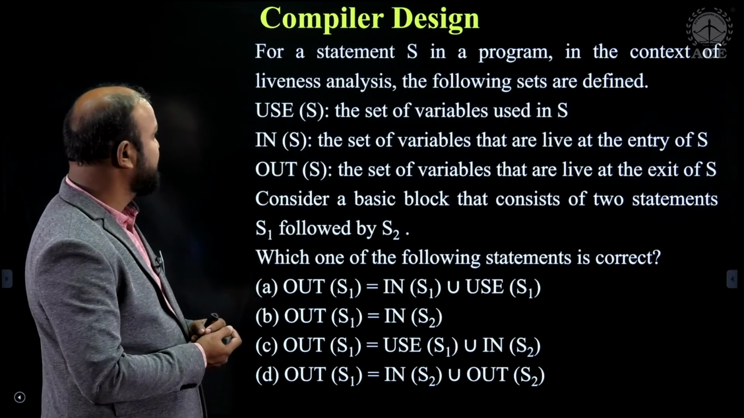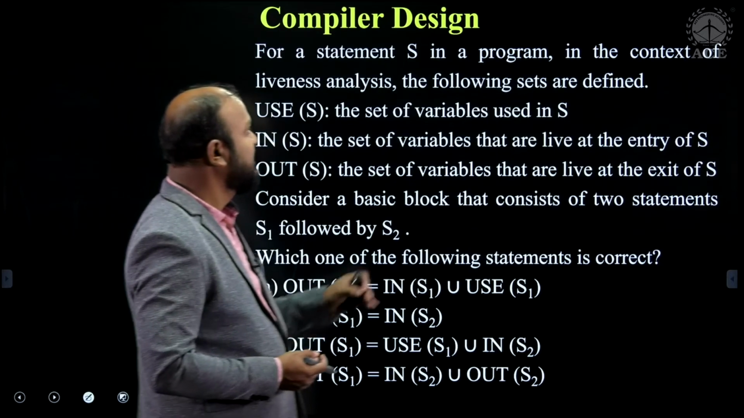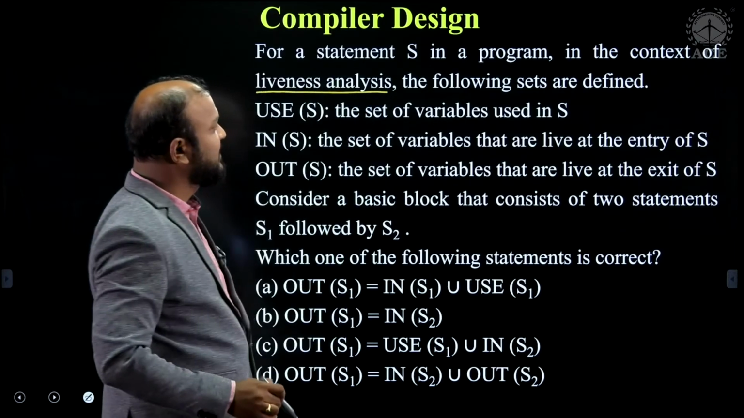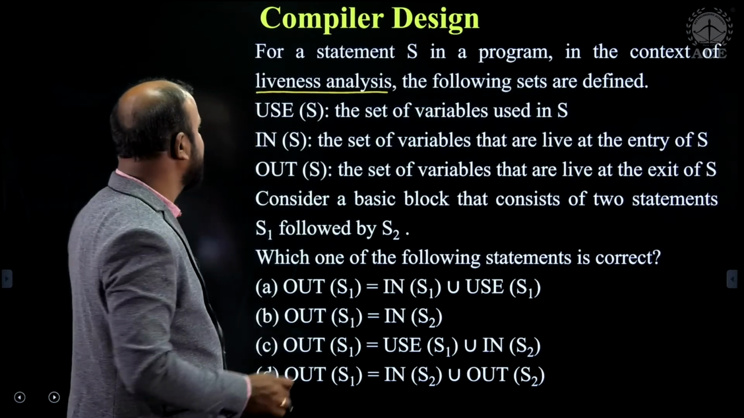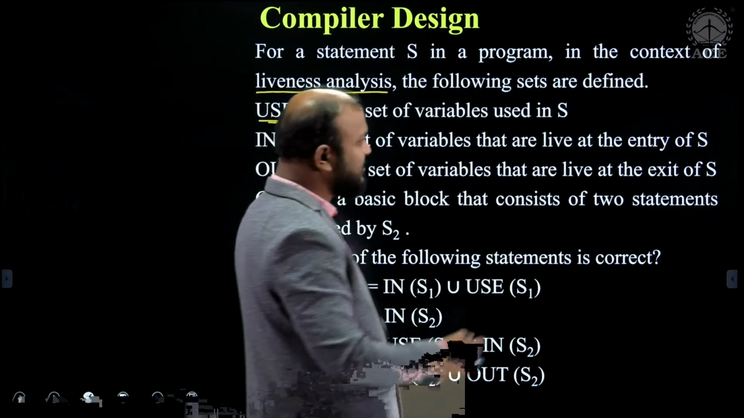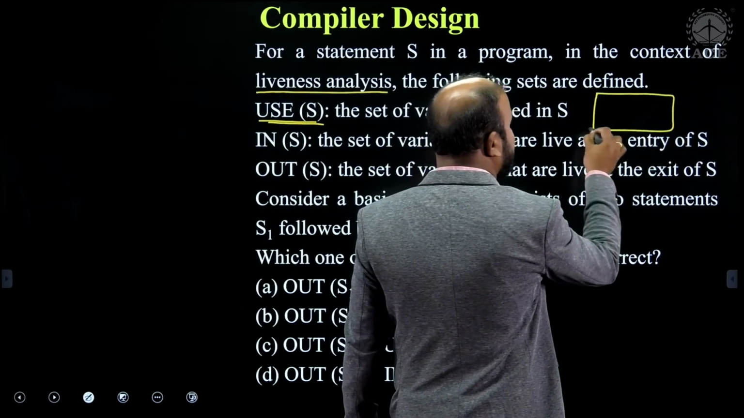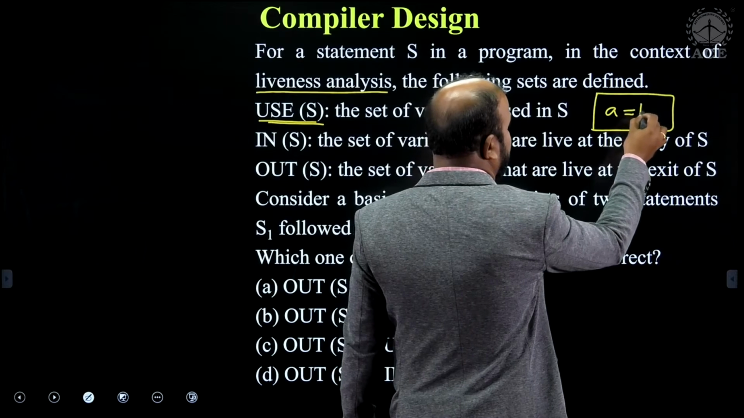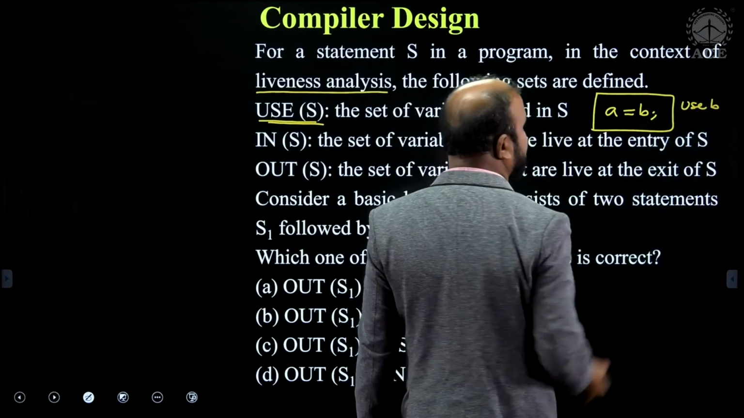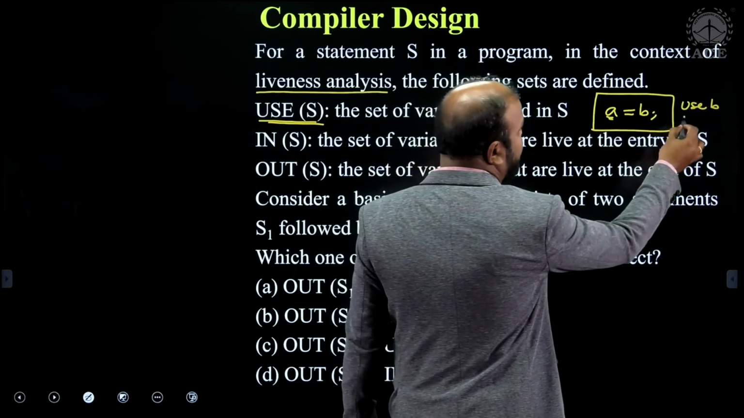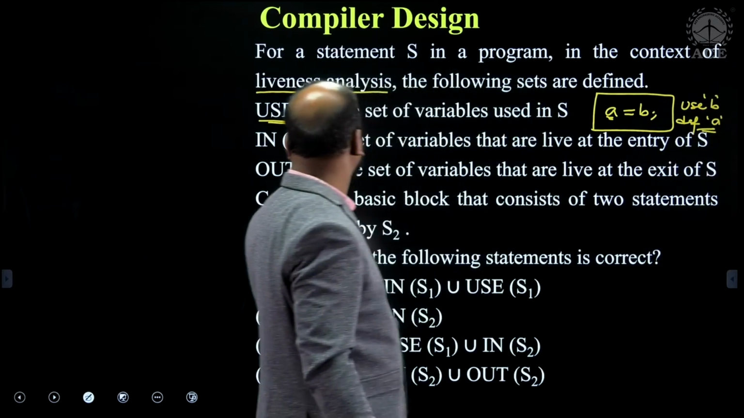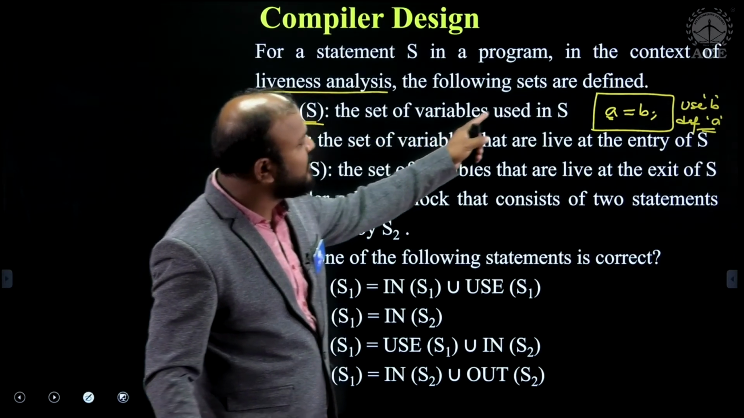Coming to the next question. For a statement S in a program in the context of liveness analysis, the following sets are defined. Use of S, the set of variables used in S. What does it mean? In a block, suppose I do have a statement A equal to B. Then I can call there is a use of B and there is a definition of A. A is defined, B is used. Now, what is use of S? The set of variables used in S.